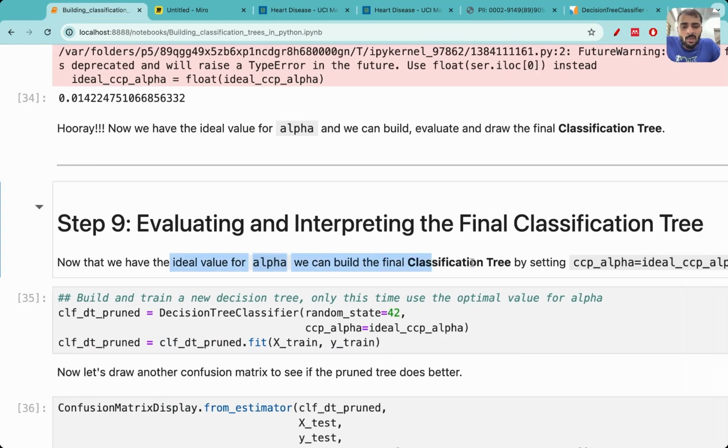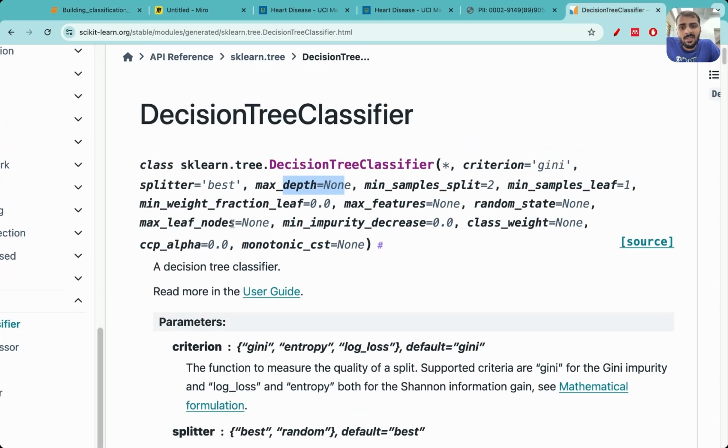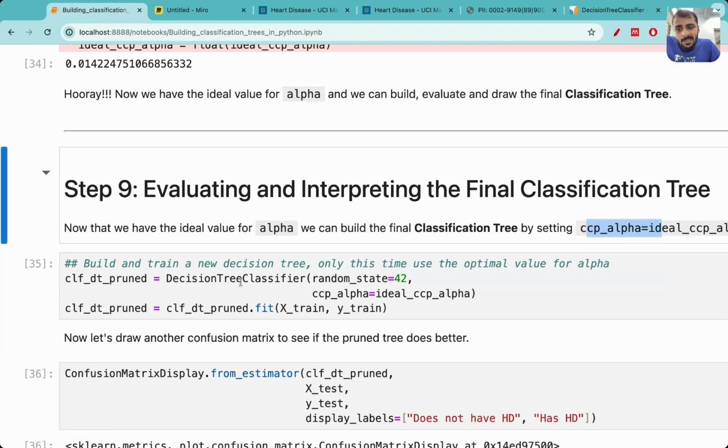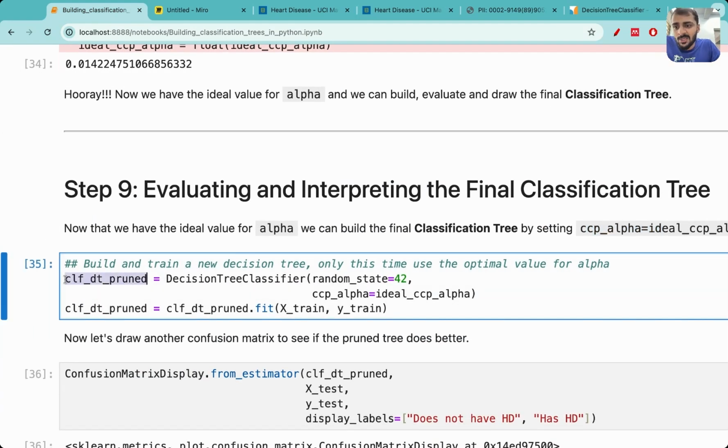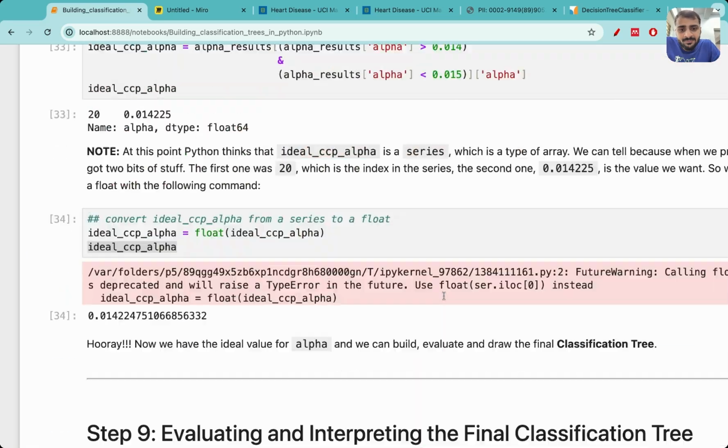So we have the ideal value for alpha now. So we can build the classification tree by setting CCP alpha. If you look at this decision tree classifier, there is a parameter called CCP alpha. So you can build the classification tree by setting this. This will automatically prune the tree because remember each value of alpha corresponds to a specific level of pruning. So we will build the classification tree again, which is called classification tree pruned, and then we will use decision tree classifier. But now we'll add one argument here, which is CCP alpha is equal to ideal CCP alpha.